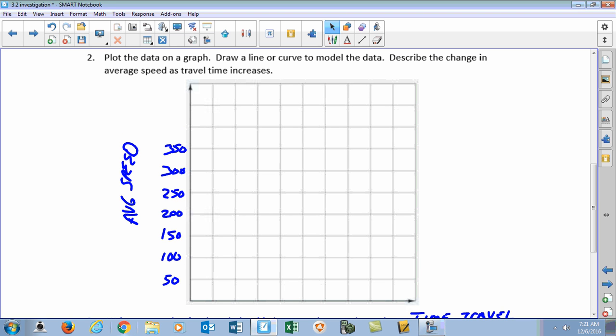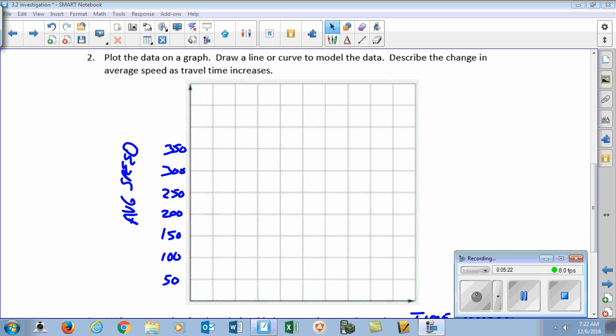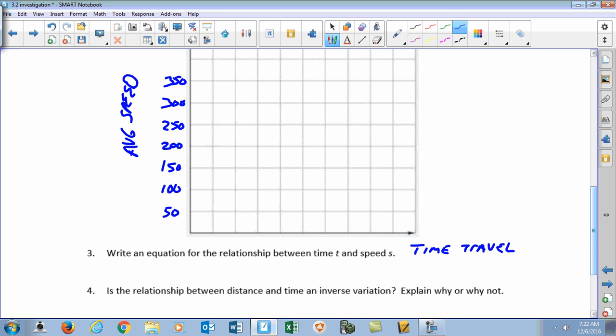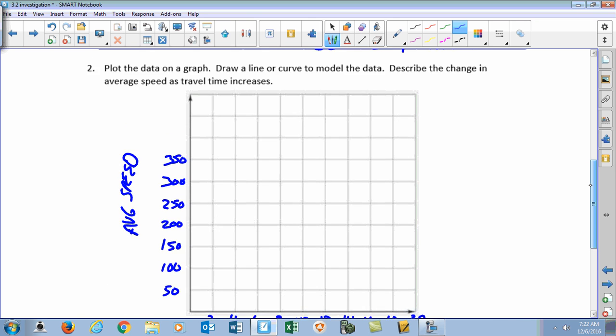Let's pause this for a minute here. Alright, and now we're going to fill in our bottom here. And we'll go by 2 so we can fit everything in. Alright, so now it's just plotting our points.